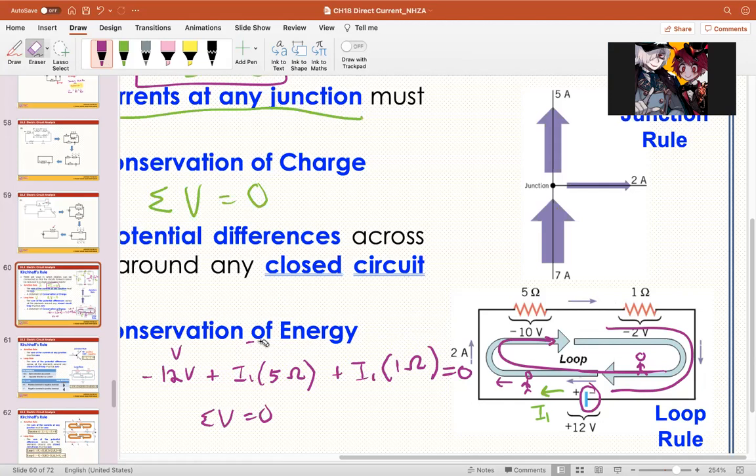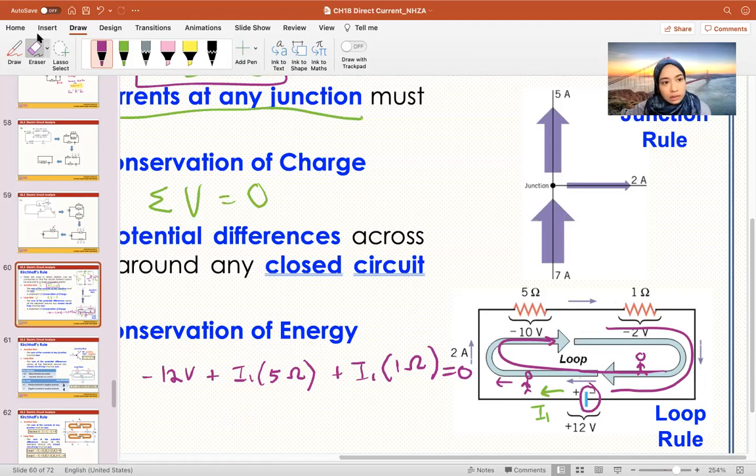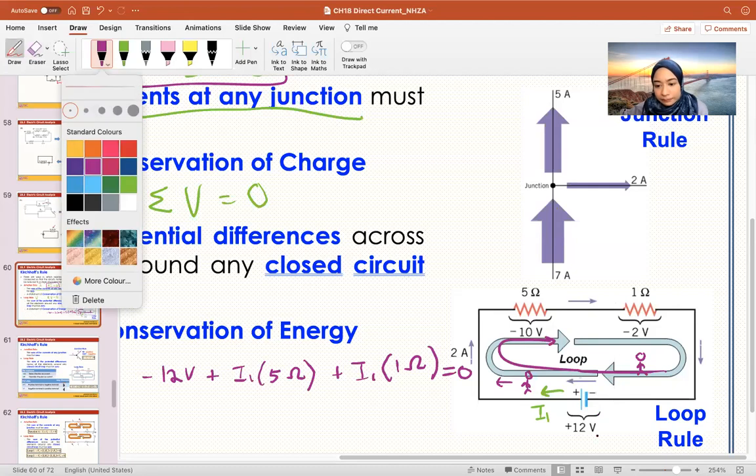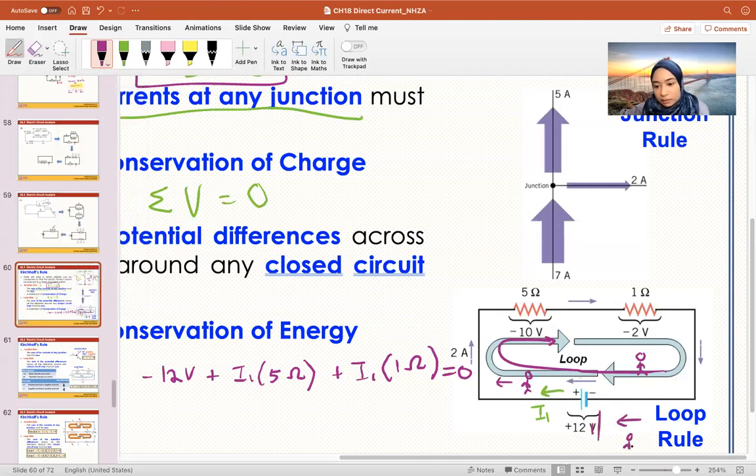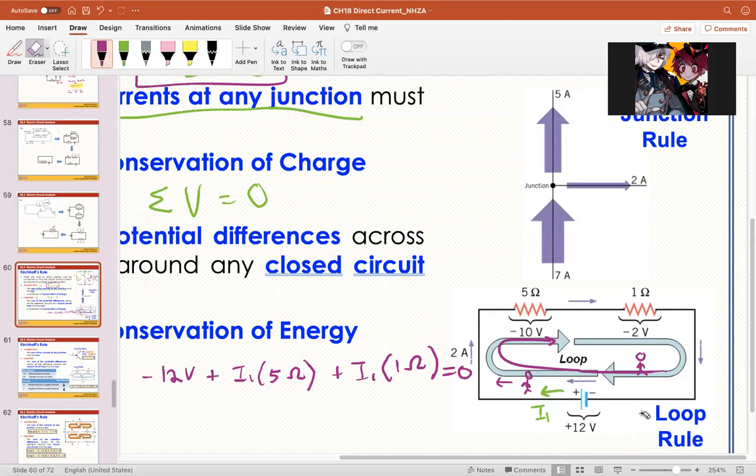Doctor? Yep, I have a question. Why is the 12 volt negative? Oh, because like I said, it's a convention: when you do a loop and you are walking across the loop this way, you will see the negative sign first. If my battery was like this and I'm walking this way, I will see the positive side first, so my equation will become positive 12. It's just a rule, so we follow the rule because it works. There's actually no explanation. Alright, so this is my equation for this loop.